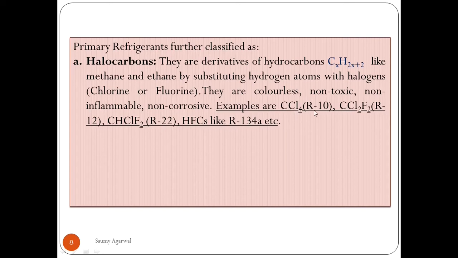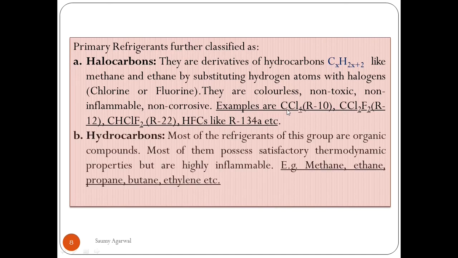Examples are CCl4, which is R10, then CCl2F2, R12. So this is known as difluoromethane, ethane, and then this is monochlorodifluoromethane, which is R22. Okay, then HFCs we have R134a. Okay. Sorry, this is difluoromethane. Okay, and this is tetrachloromethane, R10.